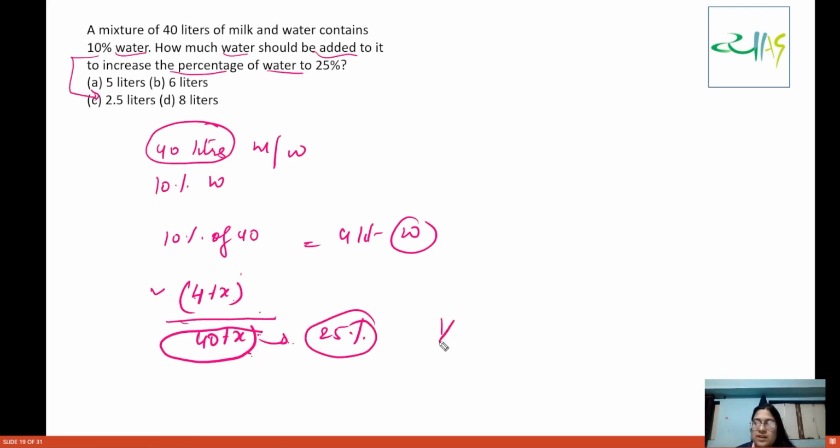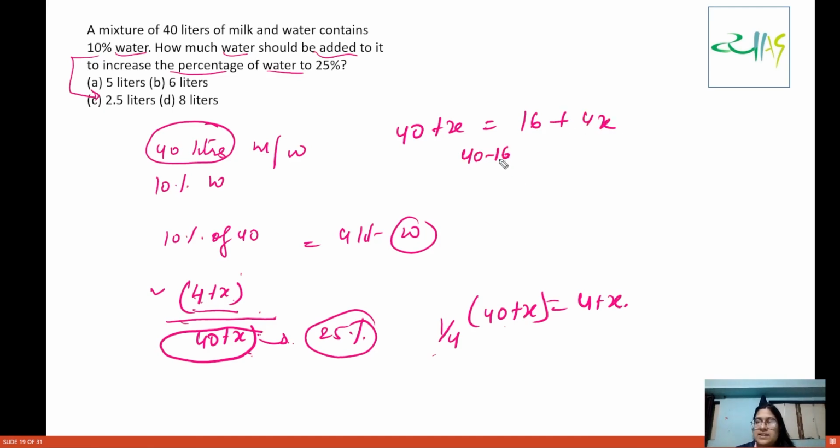That means what? 1/4 of 40 plus x is equal to water. And how much water is there? 4 plus x. So what we will get here? We will have 40 plus x is equal to 16 plus 4x. Now this 40 minus 16 is what? 24 is equal to what? 3x. So x is what? 8. So how much water we have to add? 8 liters? Just 8 liters of water? Okay. So I hope this is very clear.